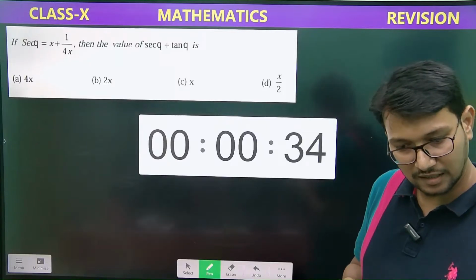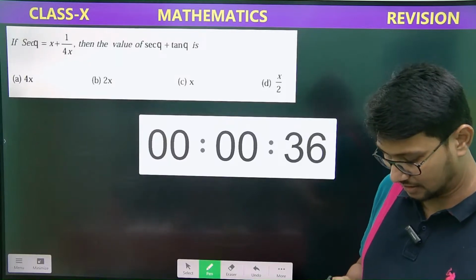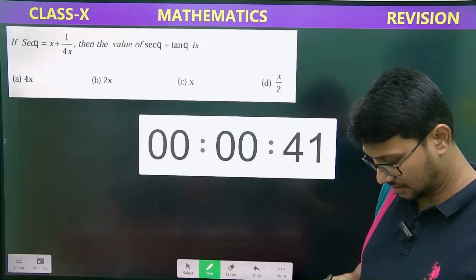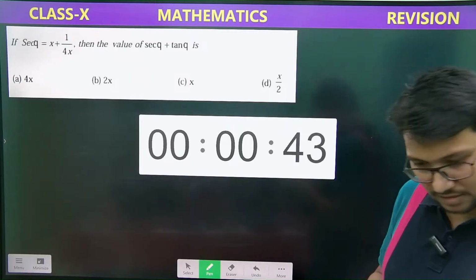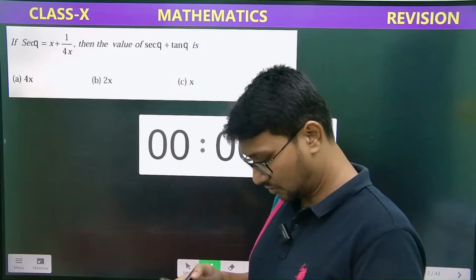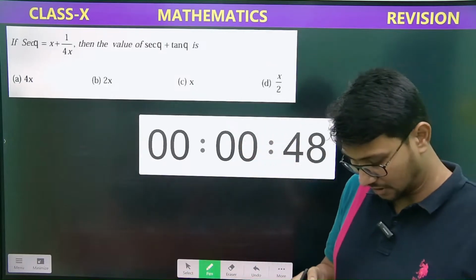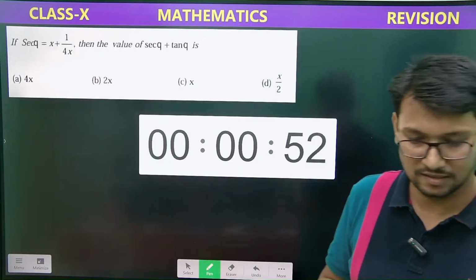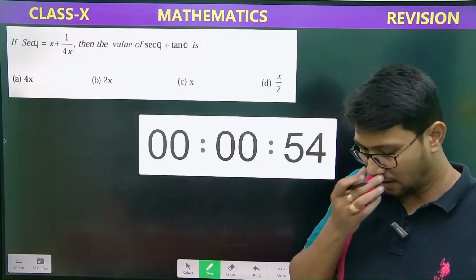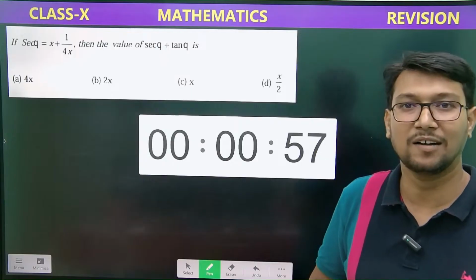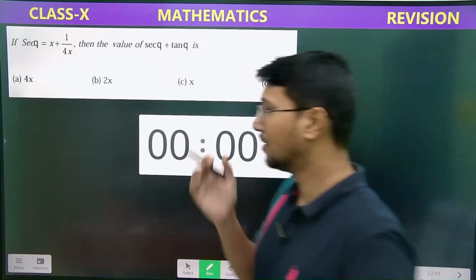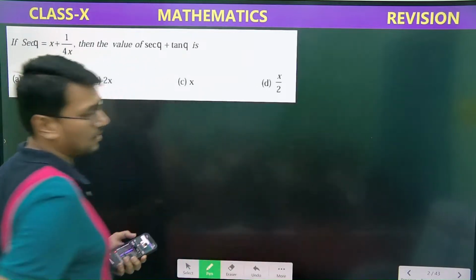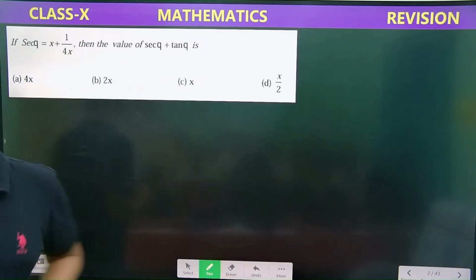Check. Very good. How many of you got the answer? Tell me. Already one answer I have got: 2x. This is 2x, the right answer. 2x is the right answer. Okay, your time is stop. Now let me solve. Over, everyone. Look at here.